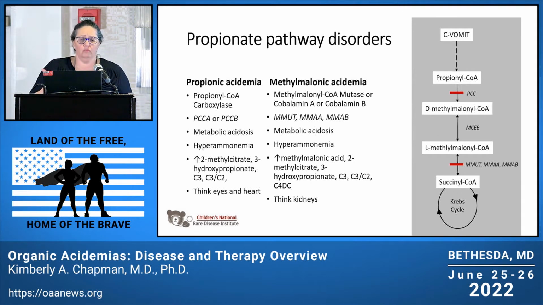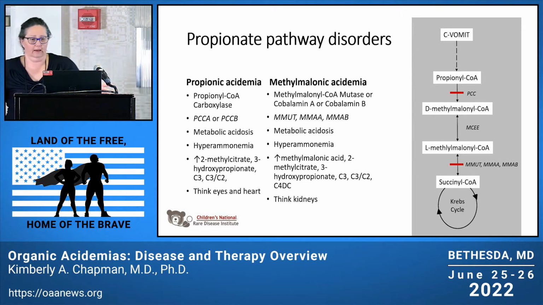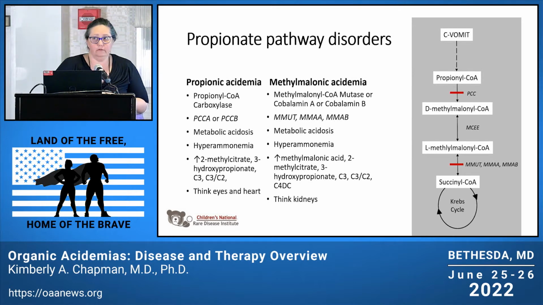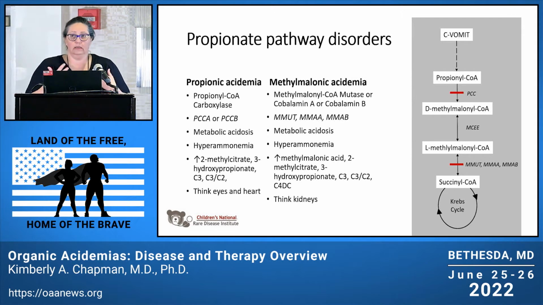All right, so propionic acidemia, and I'm using acidemia here because we can find propionate in the blood, is caused by dysfunction of propionyl-CoA carboxylase, or PCC. It can be encoded by one of two genes, PCCA or PCCB, and oftentimes in the decompensated state can lead to metabolic acidosis.